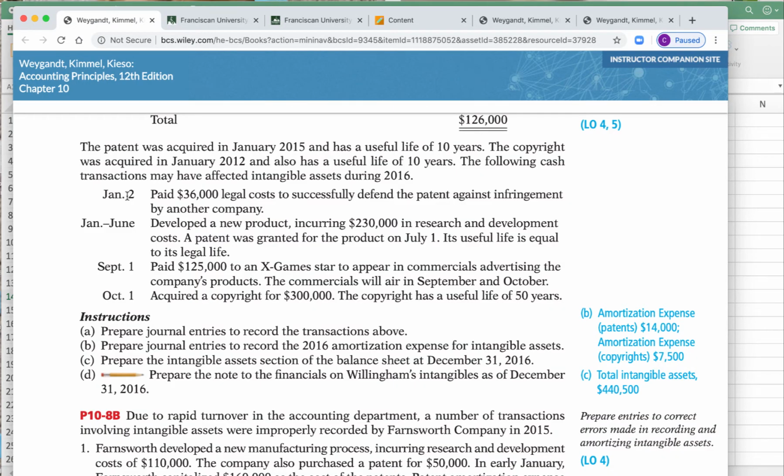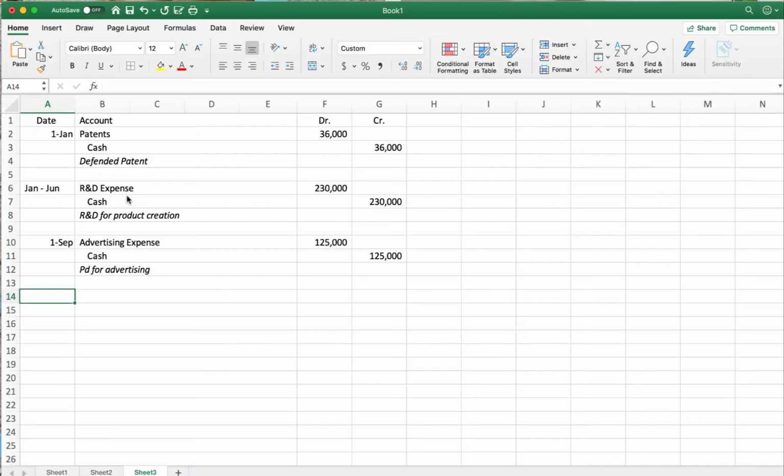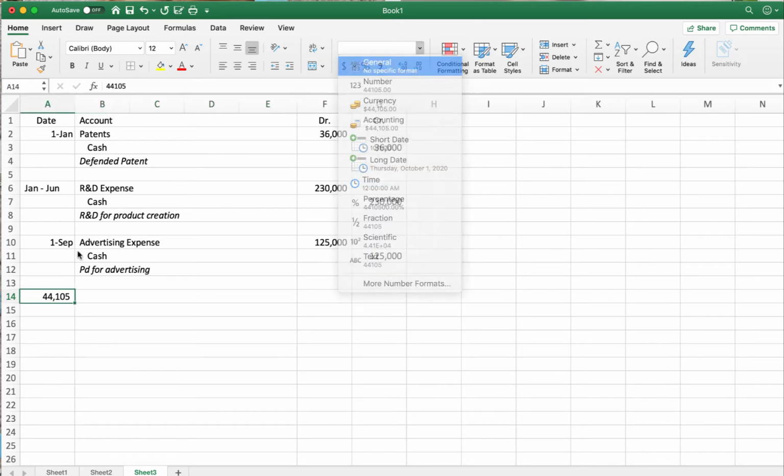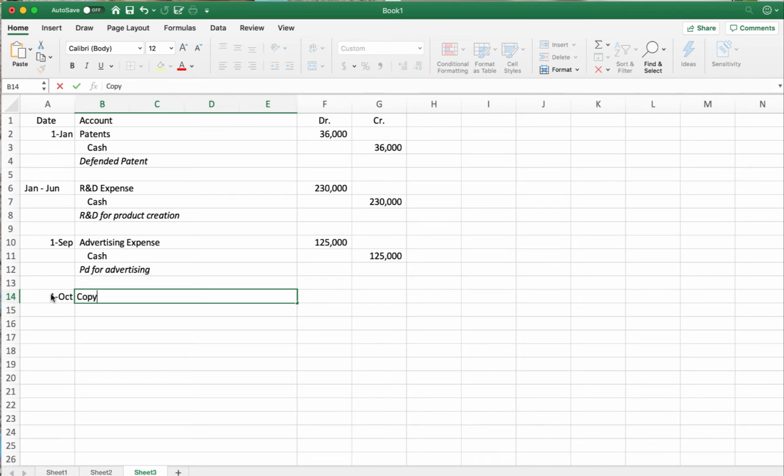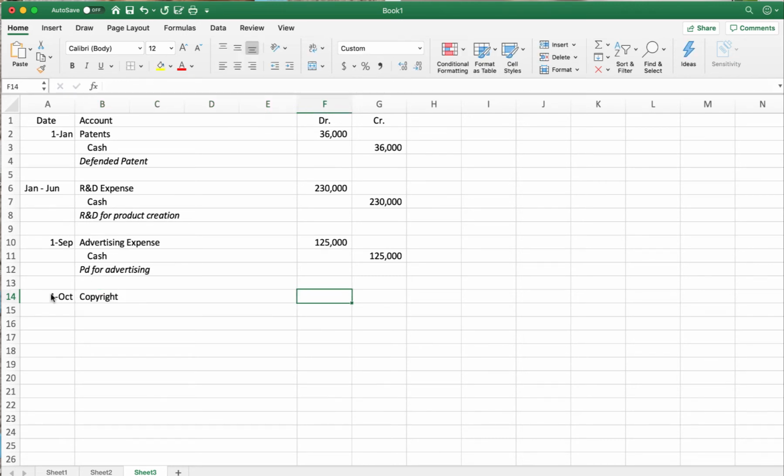October 1. We got a copyright. Copyright's $300,000. Copyright has a useful life of 50 years, excuse me. So, on October 1, what do we have? Well, we have a new asset, a new intangible asset, excuse me, copyright. We paid $300,000 for it. There we go.